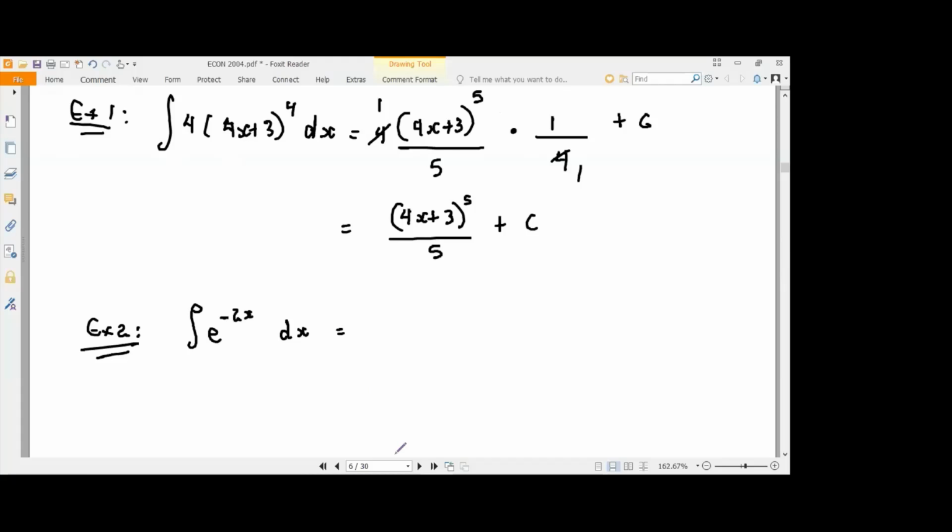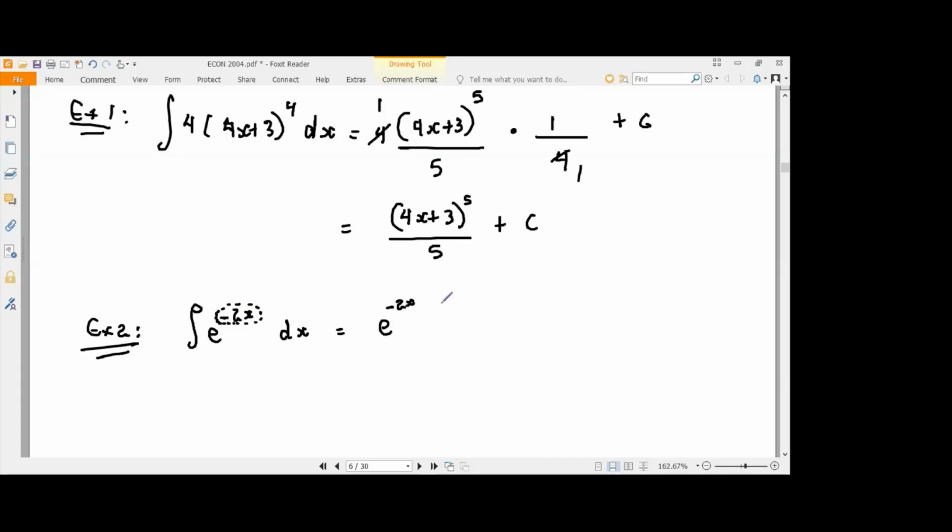Now, for this one here, the outside function will just be e to the x because that would be the overall big function. But the inside function now will just be the minus 2x portion here, right? So this is the inside function. So when I integrate the outside function, which is just e to the whatever, it will give me back the same thing. So e to the minus 2x here, right?